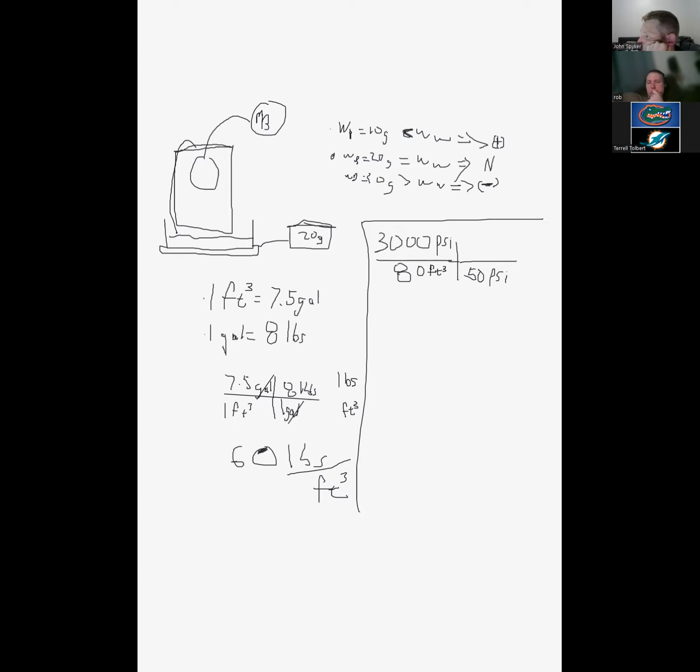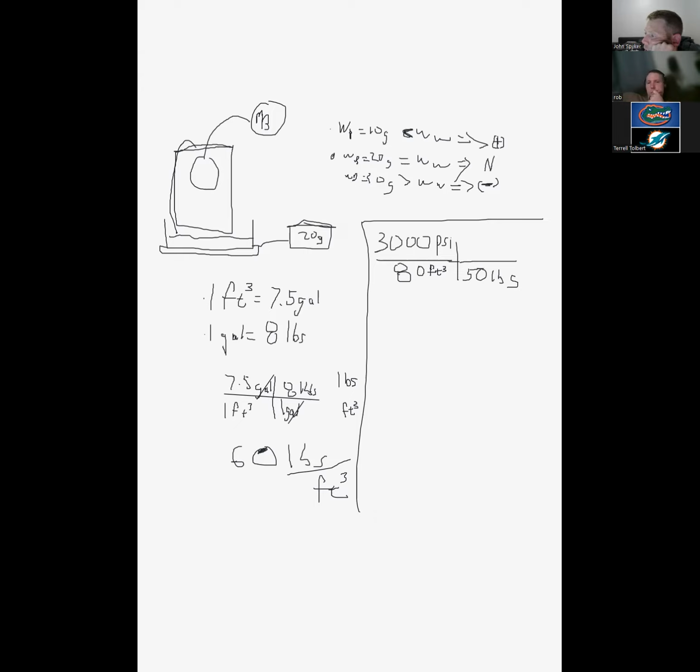Oh, sorry. That's not right. The wrong unit. Units matter. As a 50 pounds of lift, or 50 pounds of lift. Sorry about that. 50 pounds of lift. All right, so now we have 80 cubic feet.